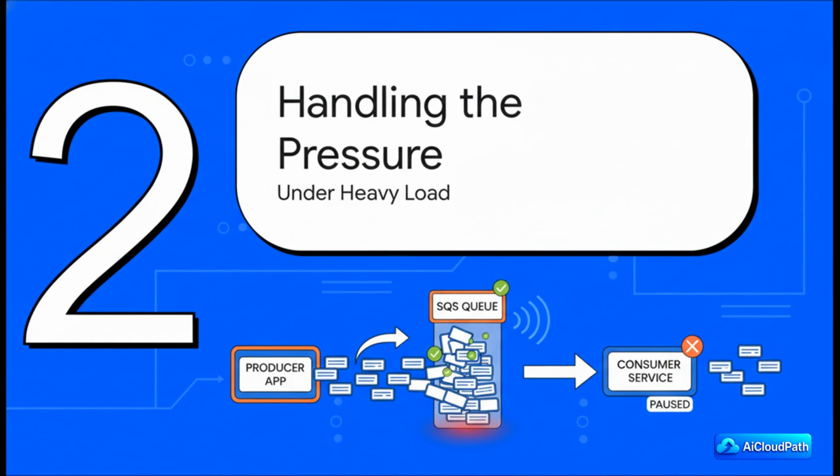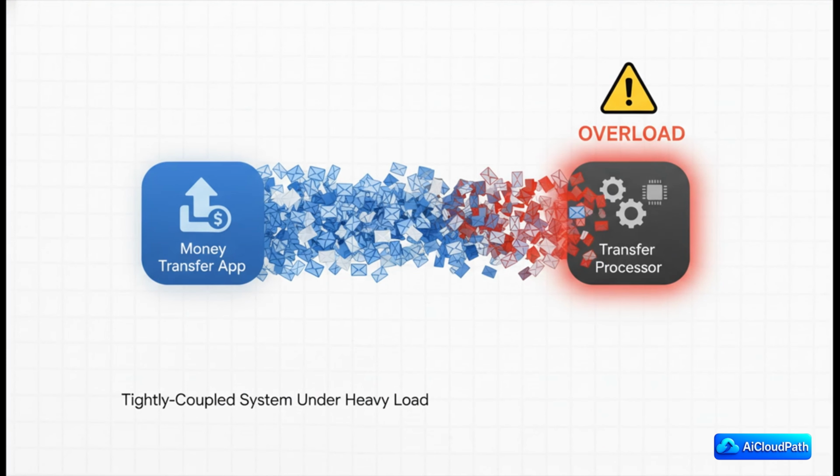Okay, so that's the theory. It sounds great on a whiteboard, but how does this actually perform in the real world when things get intense? Let's throw a really high-pressure scenario at it. All right, let's imagine a money transfer app. It's payday. Literally everyone is trying to send money to their friends and family, and they're all doing it at the exact same time. The system is about to get hit with a sudden, absolutely massive spike in traffic.